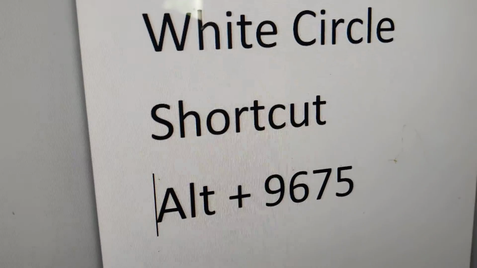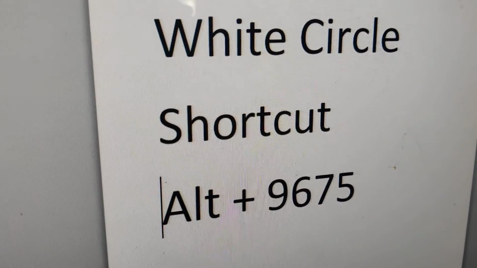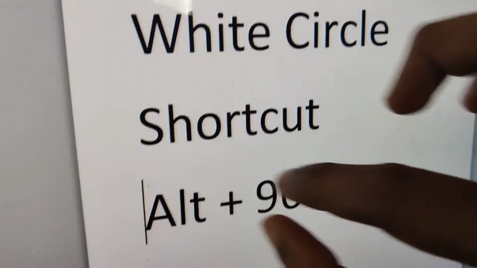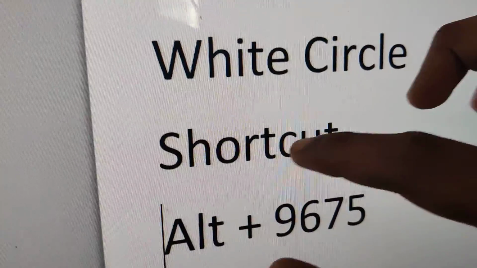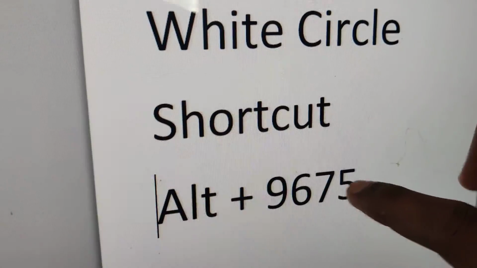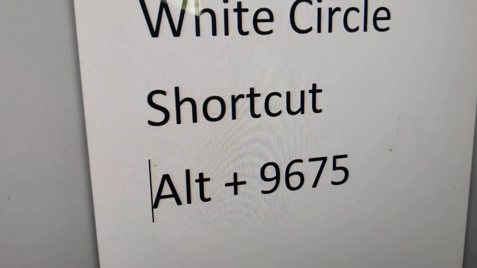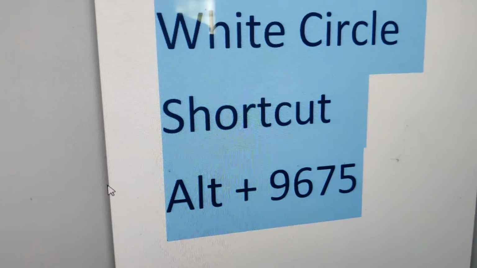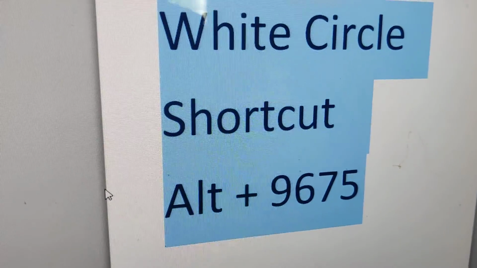Using Windows computers, if you open Microsoft Word or PowerPoint, you can use this shortcut code for creating a white circle symbol. That is, the shortcut code is Alt 9675. Okay, I will show you how to create this white circle using the alt code.